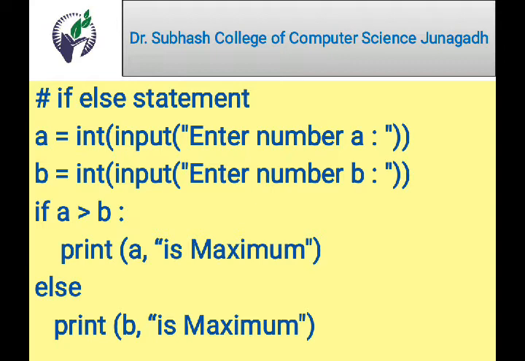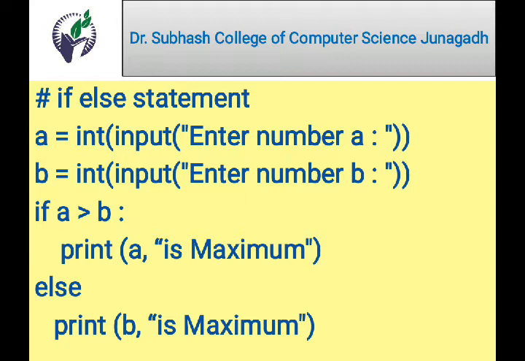Once we execute the outcome of this: A integer input enter number A, B integer input enter number B. The input function will display this message, and it will wait for input from the user.